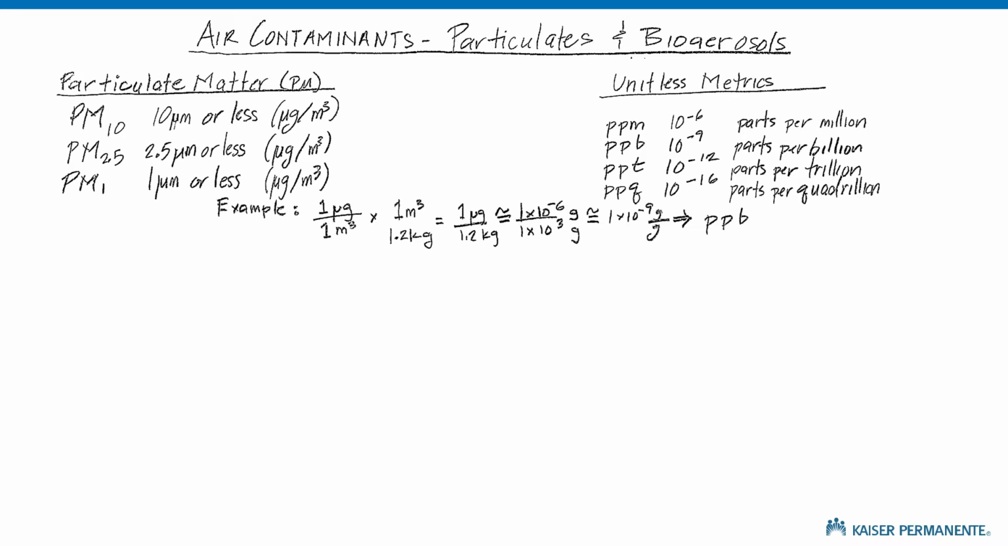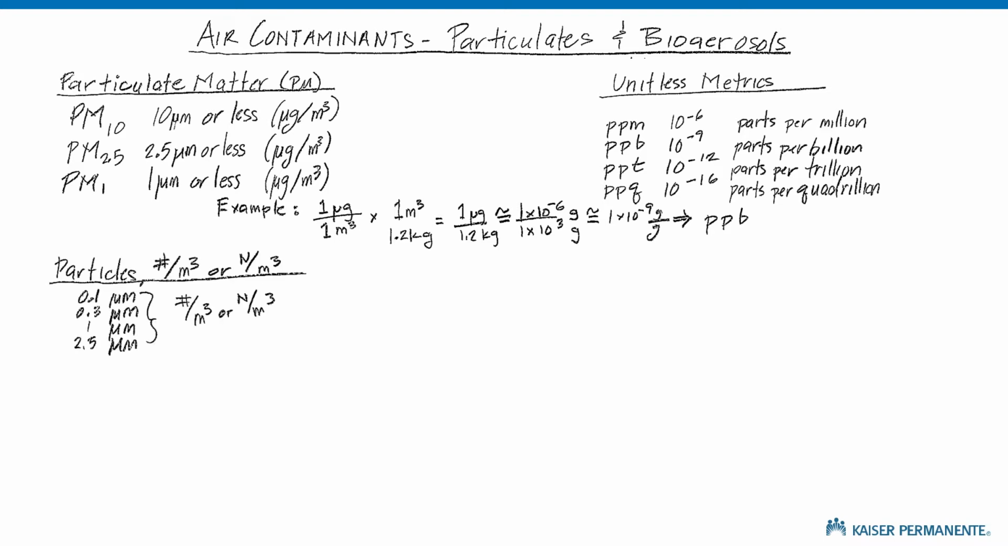So to kind of equate these metrics to each other, 1 cubic meter of air is 1 kilogram, 1.2 kilograms actually, but we'll round to 1. So in grams, 1 microgram is 10 to the minus 6 grams per cubic meter, and 10 to the 3 grams is a kilogram. So that comes up with 10 to the minus 9, or 1 part per billion.